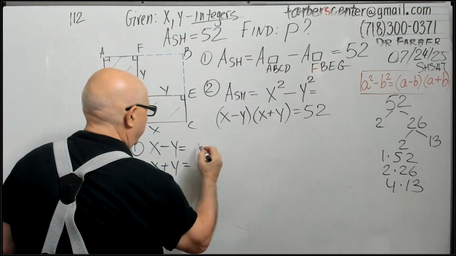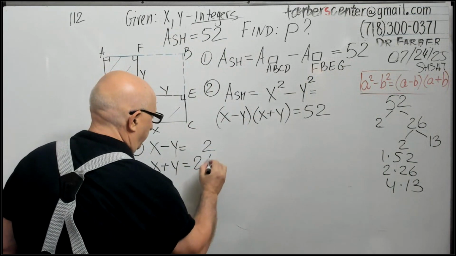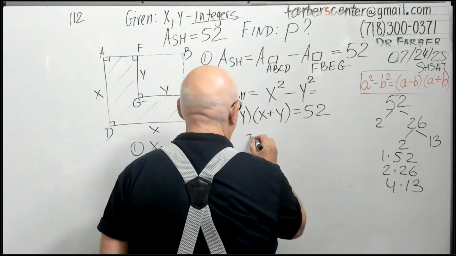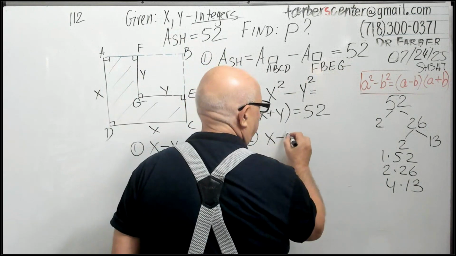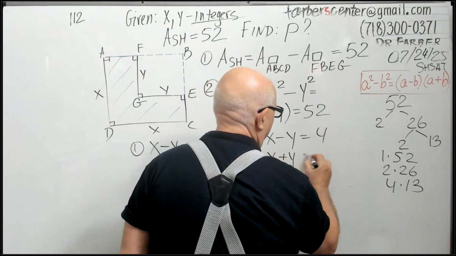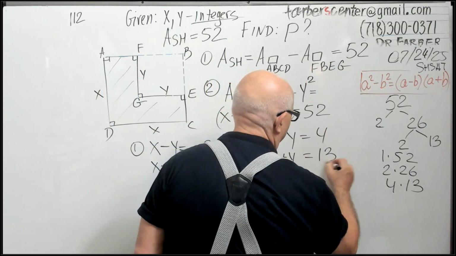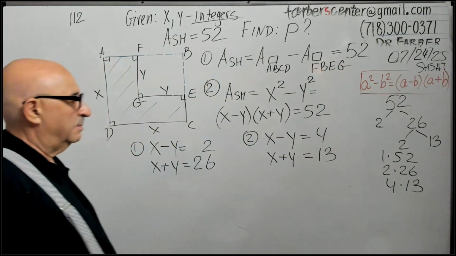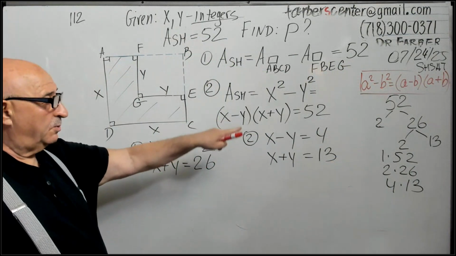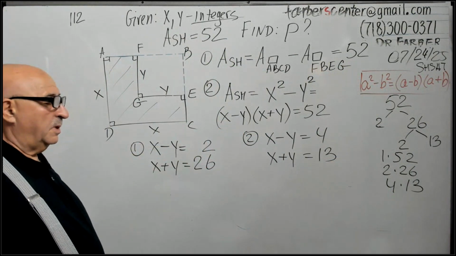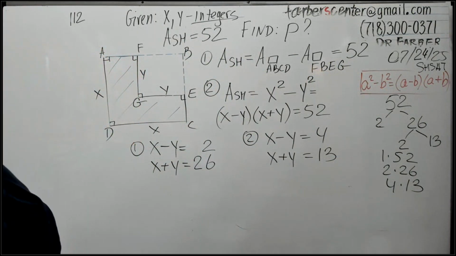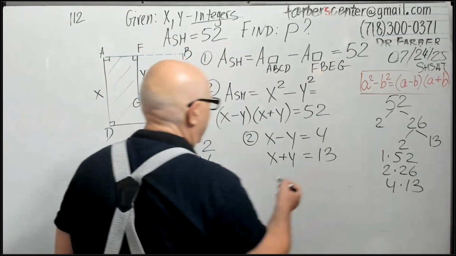Or another scenario: x minus y equals 4, and x plus y equals 13. You can easily see that if you multiply them, you get 52. Now solve any of these systems. How to solve? Elimination method.